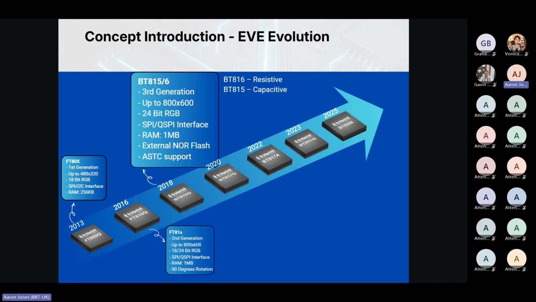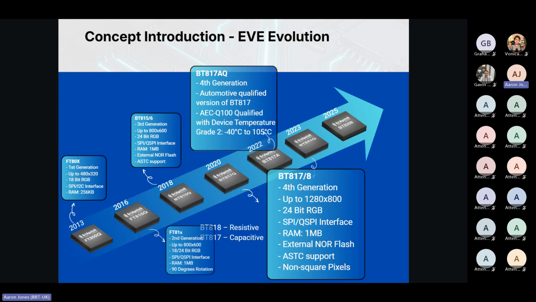Eve's third generation, the BT815 and 6, was designed for asset-heavy applications and was released in 2017. This includes external flash interface for storage of large graphics assets, ASTC compression support for efficient image storage and rendering, and greater flexibility for applications which need rich visuals and branding.